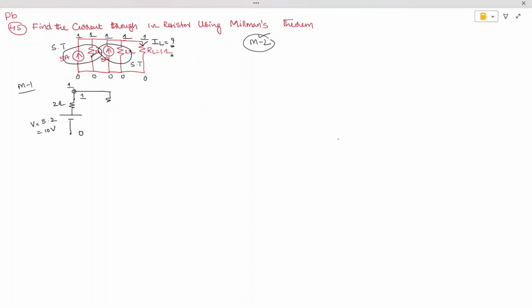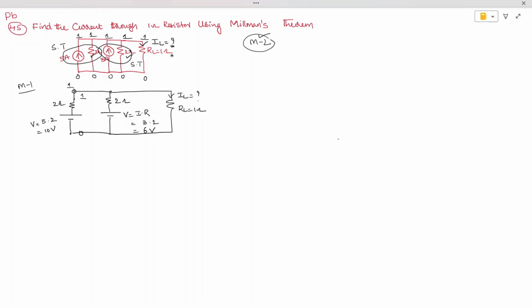Next you are going to have one more conversion of a practical current source into a voltage source. What is the value of this resistor? 2 ohm. V is equal to I into R. I is 3, R is 2. 3 2s are 6 volts. And now the load resistor we are going to replace. This is RL equal to 1 ohm, and this is the current IL we need to find out.